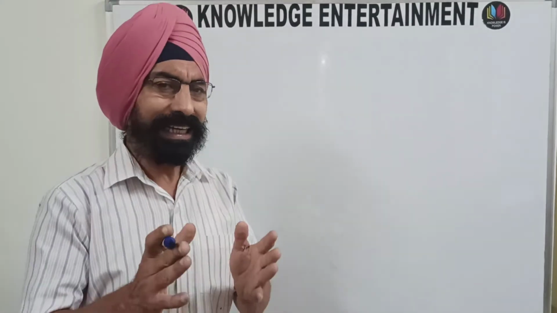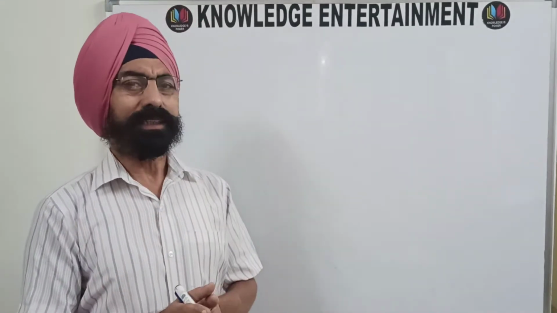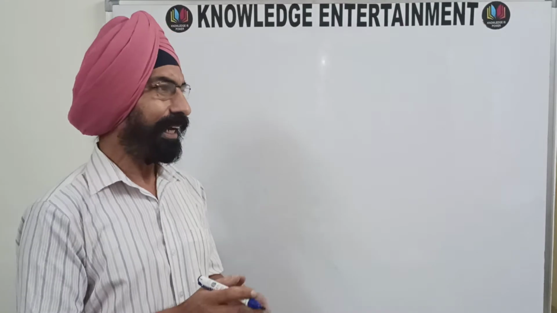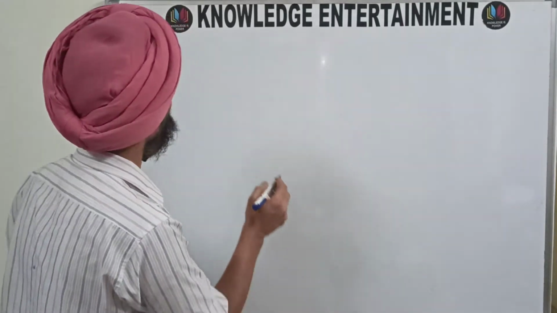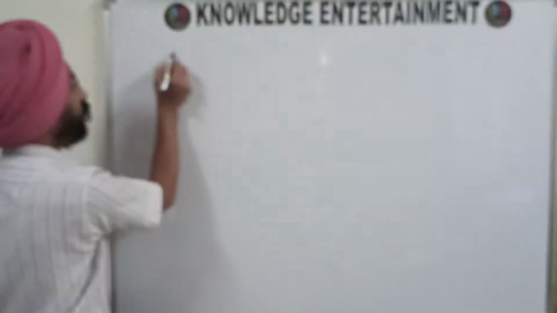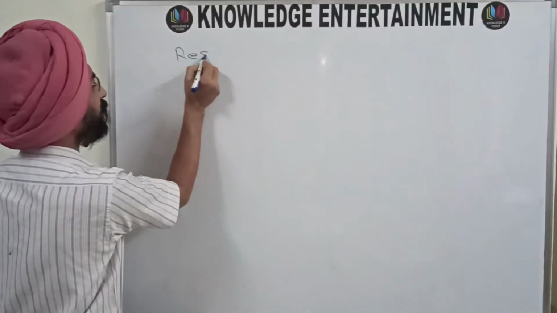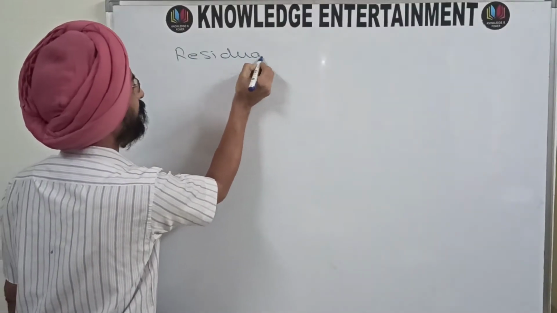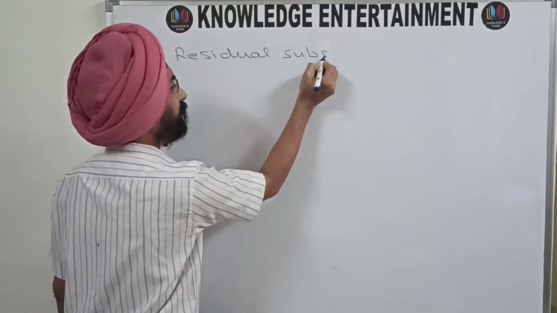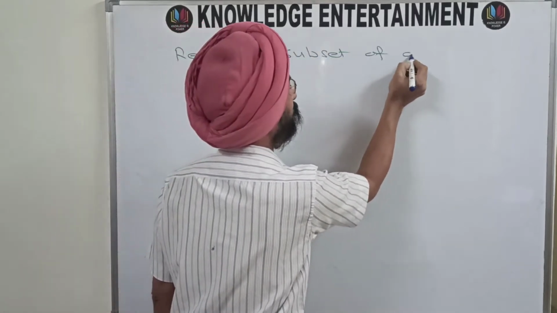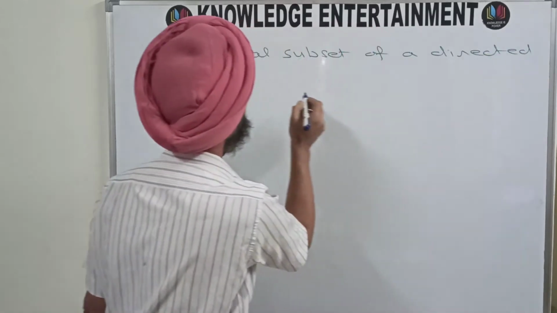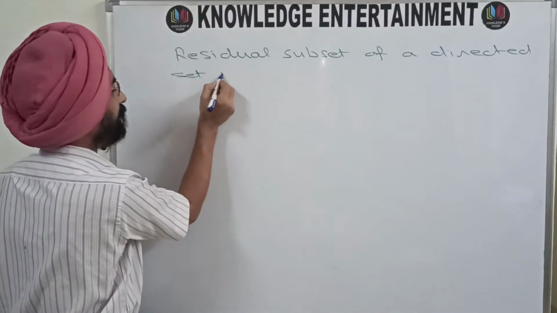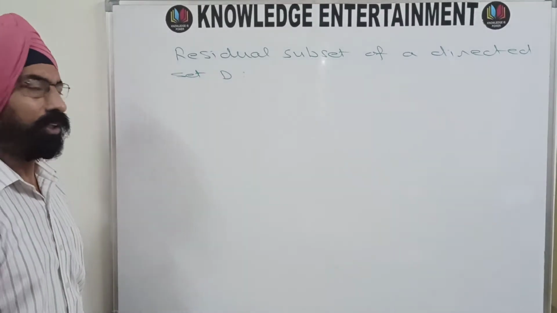One is the residual subset of a directed set, and then the cofinal subset of a directed set. So let us see these two definitions, what these are. First of all is the residual subset of a directed set D.